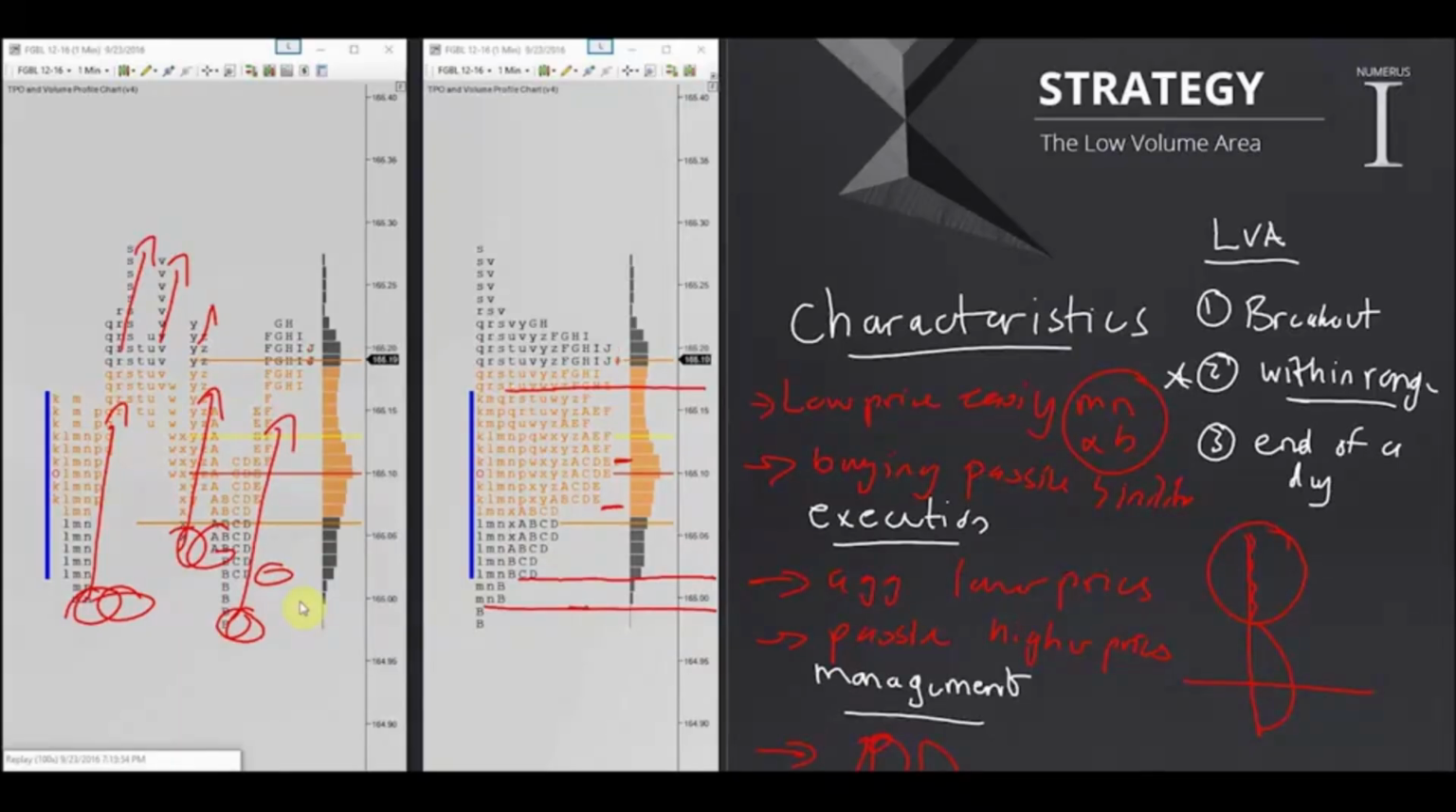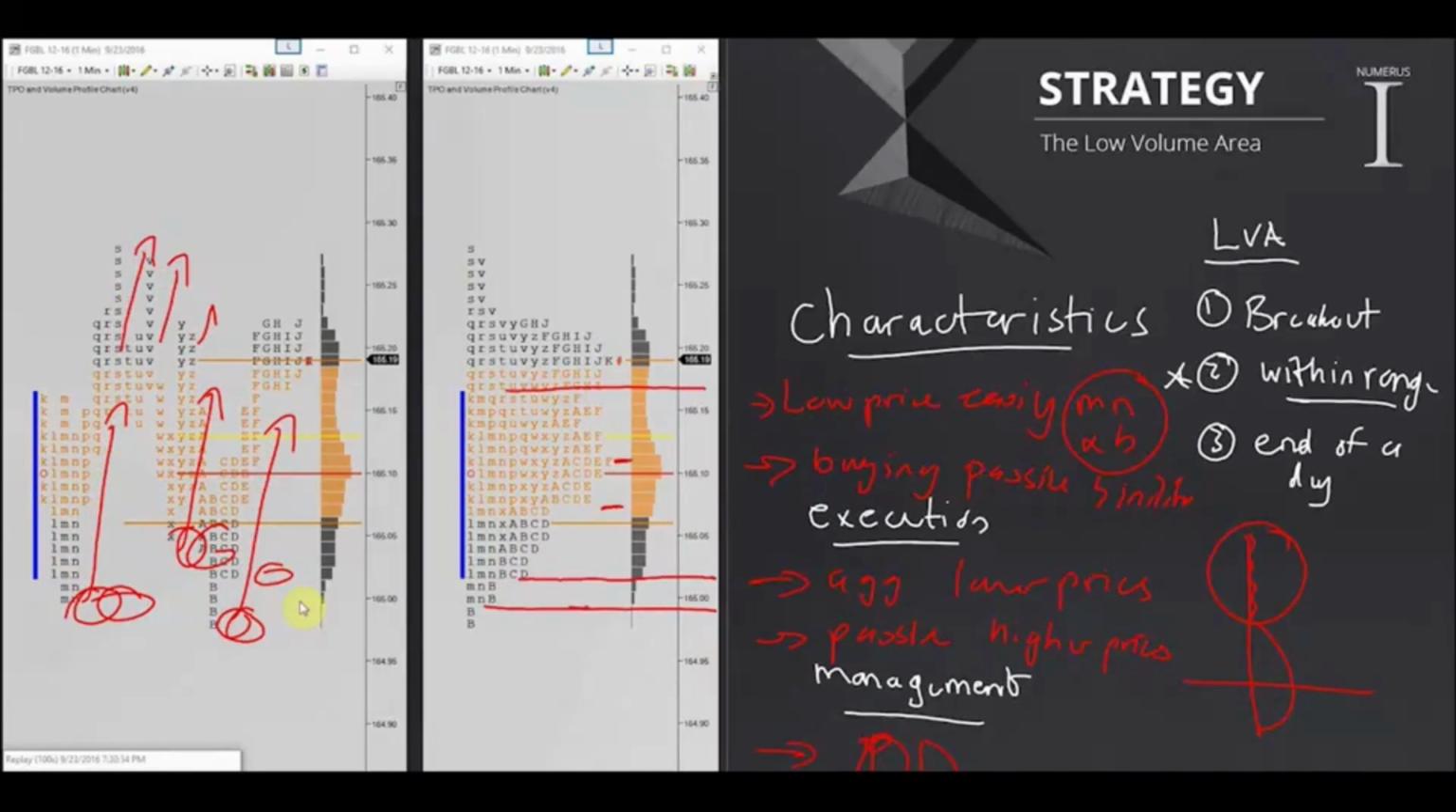So that's the low volume area strategy that we've developed throughout the beginning parts of Module 3, and that's the execution style and the characteristics you can expect to see when, not just finding this low volume area, but also executing this low volume area.